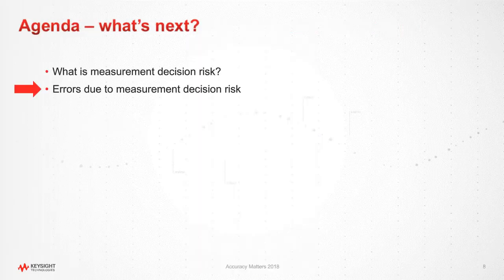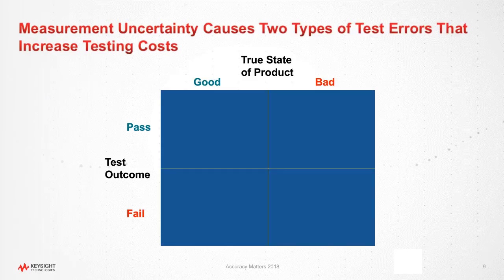So now I'd like to dive into errors due to measurement risk. When you look at this, you have a binary pass or fail, but really there's 4 states. I want to start with a verbal description. In this chart, on the top, left and right, that's the true state. Is it really good or is it bad? But all we can know is what we test. So the outcome of our measurement results, we either pass or fail it.